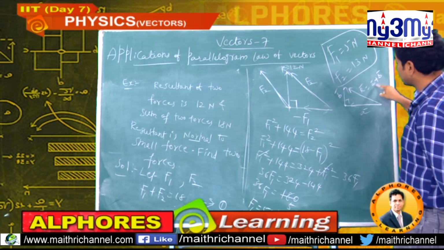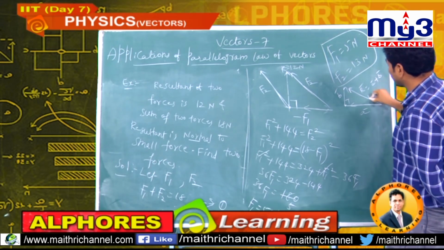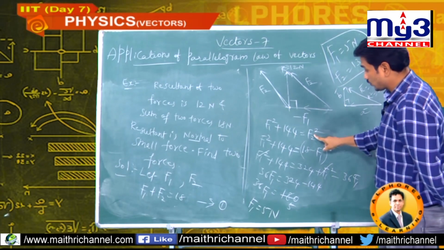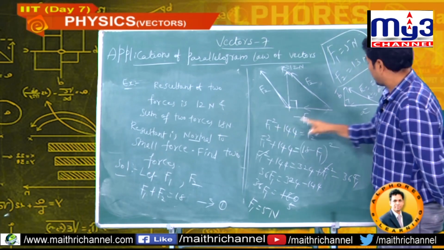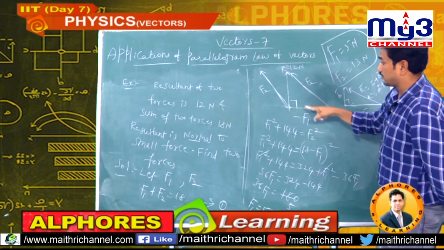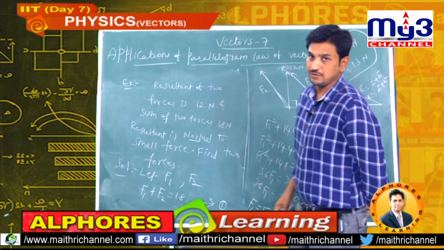Root of a square plus b square. Now R, the magnitude, is root of a square plus b square. So R square is equal to a square plus b square. Here R is F2, this A is F1, and R is B. So it is simple and logical. It's not that difficult.